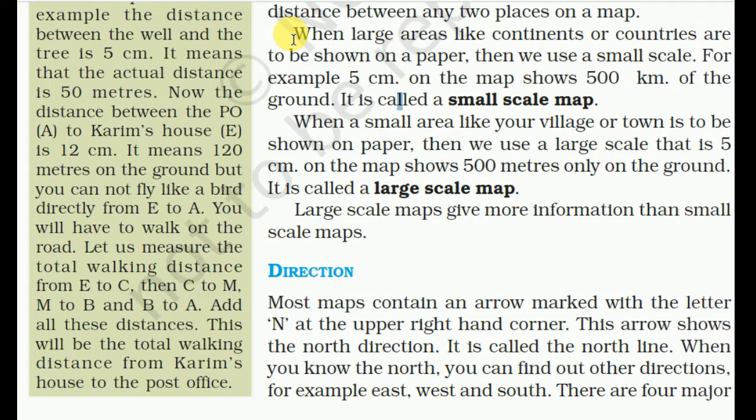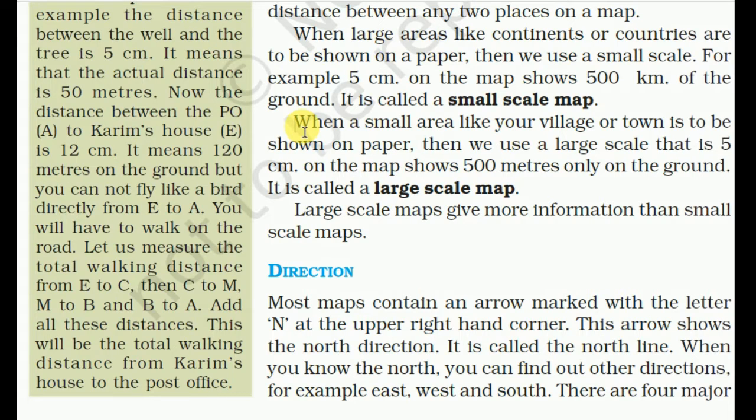When large areas like continents or countries are to be shown on paper, then we use a small scale. For example, 5 cm on the map shows 5 km on the ground. It is called a small scale map. It means in a small scale you are giving bigger data. So when we want to show a large area, we use a small scale map, where a small centimeter is so big.